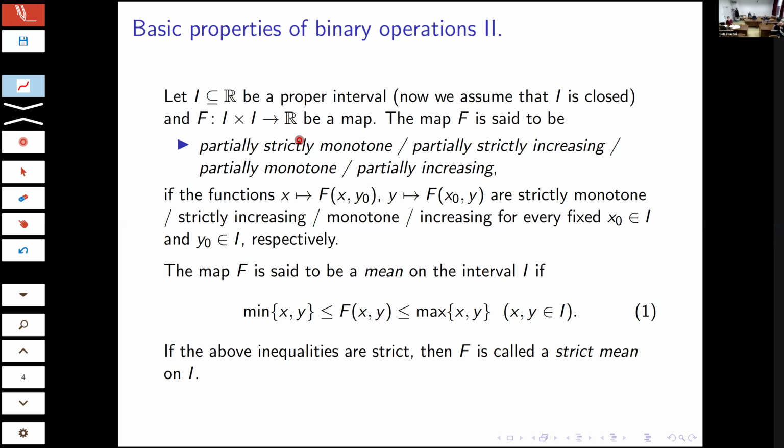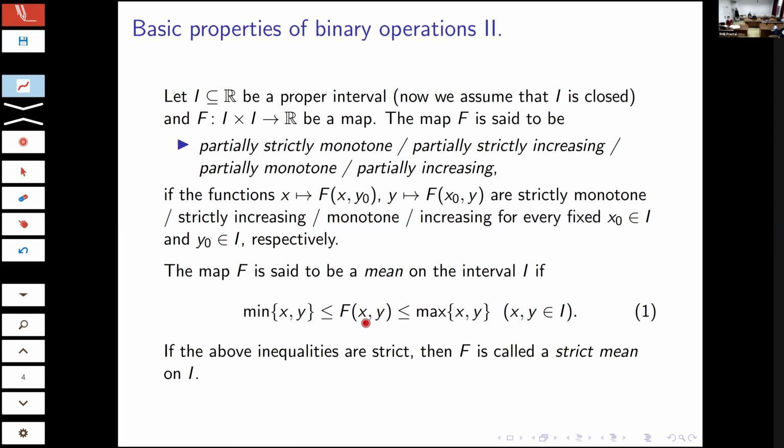So let's define what a mean is. A mean is when f(x,y) is in between the minimum and the maximum of the two values. It is strict if there is no equality, unless they are the same. If x and y are the same, then I get reflexivity automatically. Yes, you're right. So strict means that when x and y are different, the value is strictly between them.